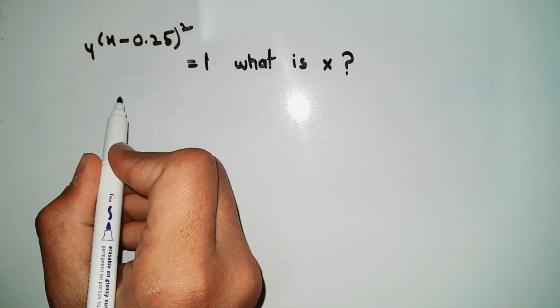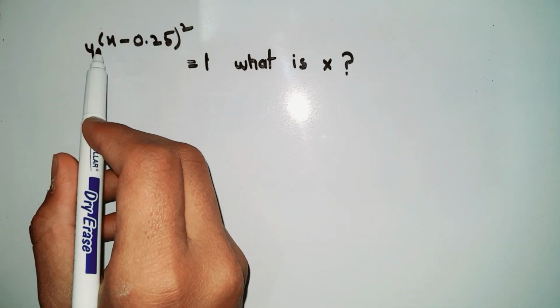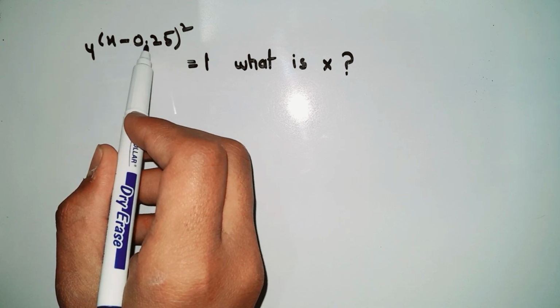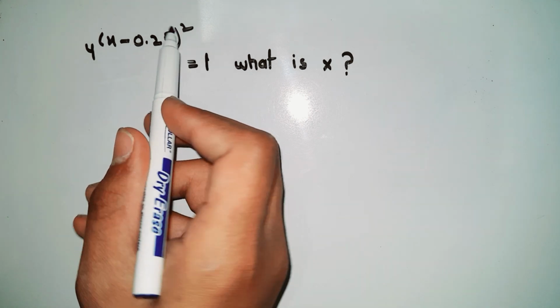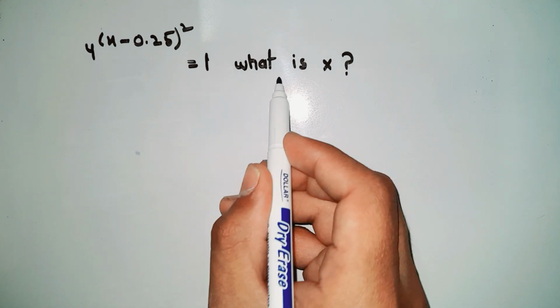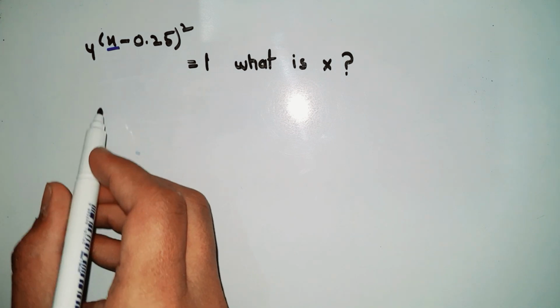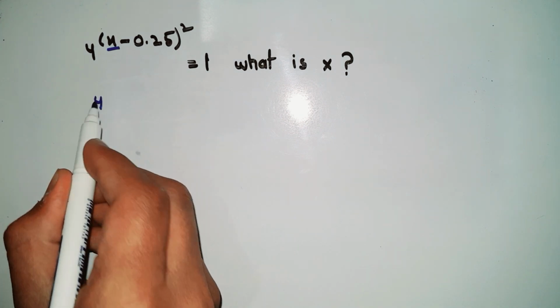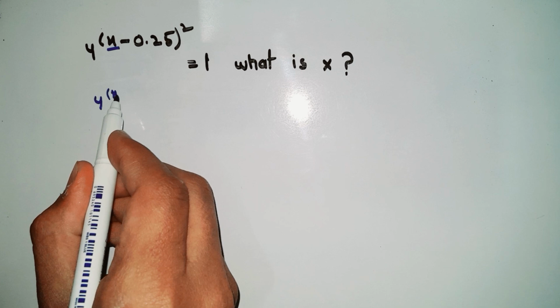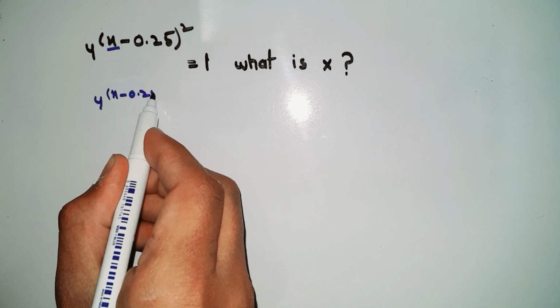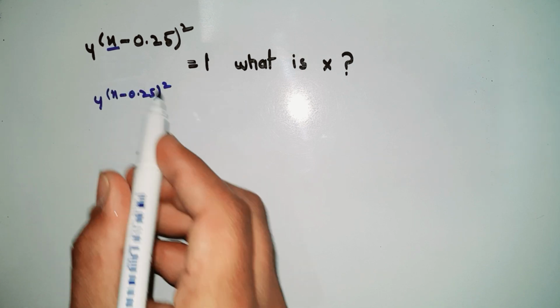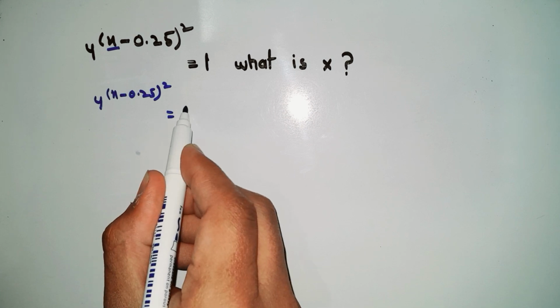In this video we are going to solve this problem: (4^x − 0.25)² = 1. What is x? So we have to find the value of this x. First of all, here we write (4^x − 0.25)² = 1.